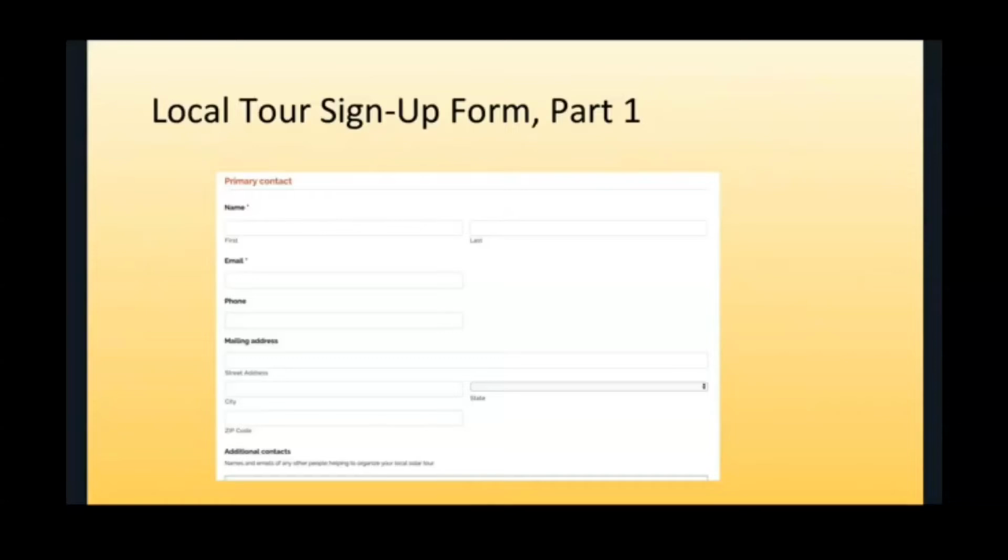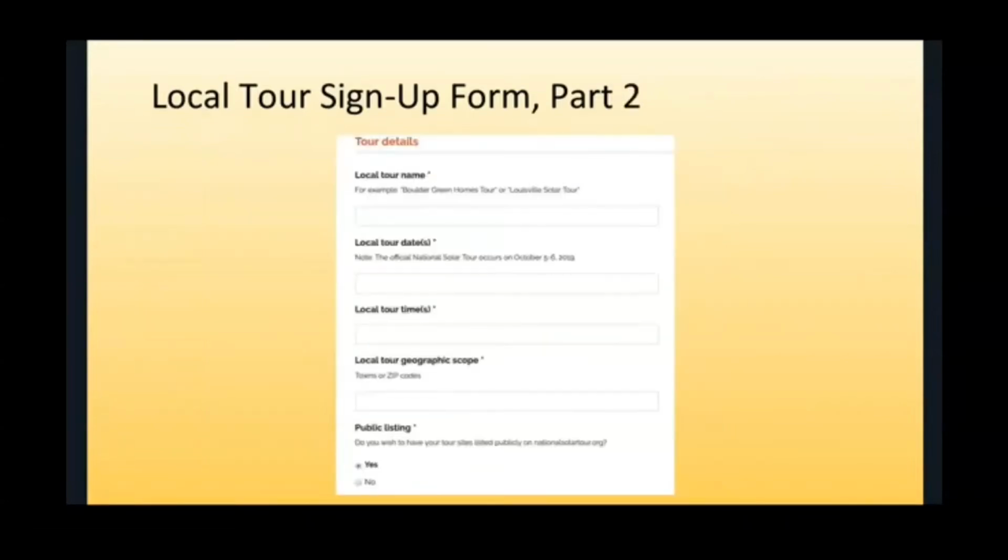Part 2 of the form, we collect more information about your specific tour details, such as your local tour name, the dates, times, the geographic scope of your tour, such as the zip codes that pertain to your tour, and if you want your tour to be listed publicly, as far as the sites on your tour being listed on the map.